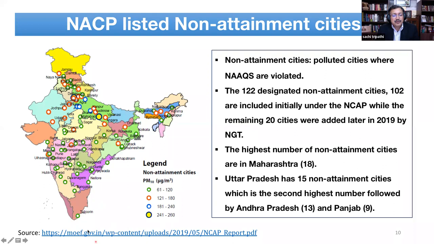I will also show the complete list of references at the end, but you can look into this document for its details. If you look into the distribution of non-attainment cities across the country, the state of Maharashtra has the highest number of NA cities, 18, followed by Uttar Pradesh, which has 15, and then Andhra Pradesh 13, and Punjab has 9 non-attainment cities.